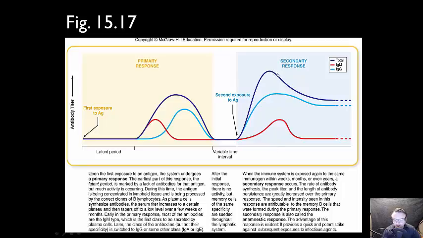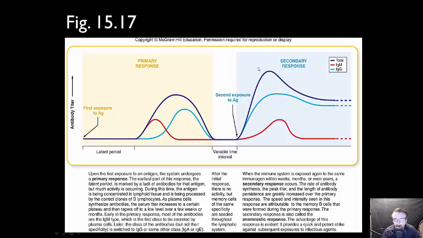Now, the other thing is that the memory cells are going to trigger effector cells. Excuse me, I keep saying that wrong. Essentially, they're going to generate antibodies over a longer period of time. And what this has to do with is the memory cells differentiating into plasma cells, which are going to increase the antibody production. So, essentially, faster response and longer duration of the antibody in the blood.